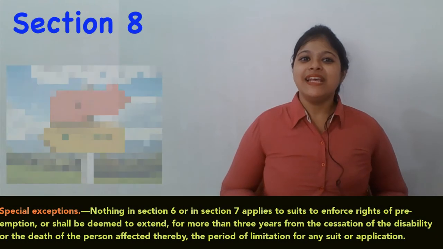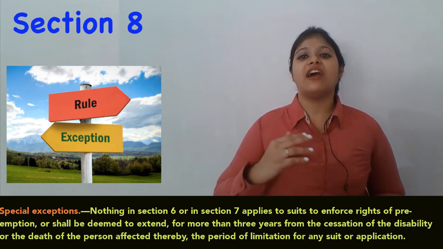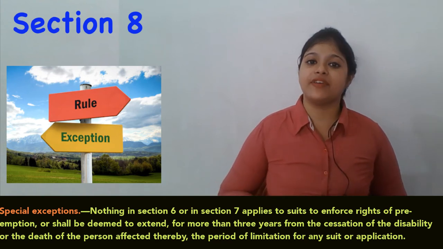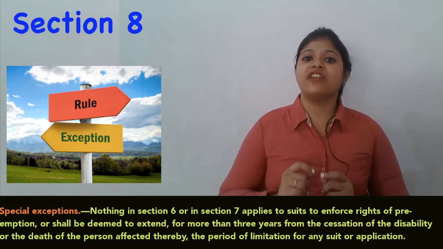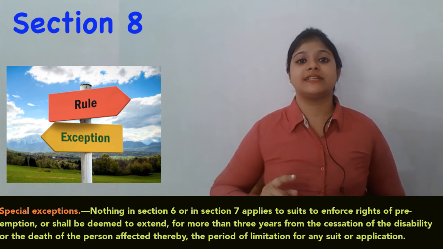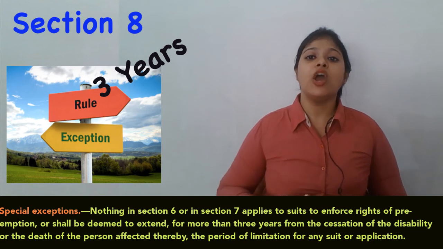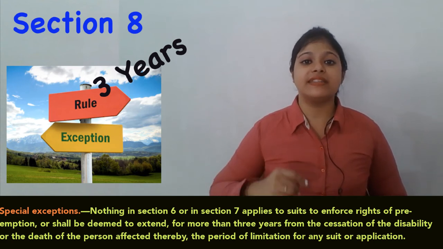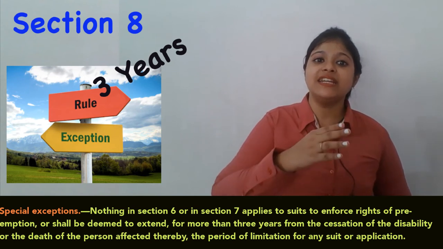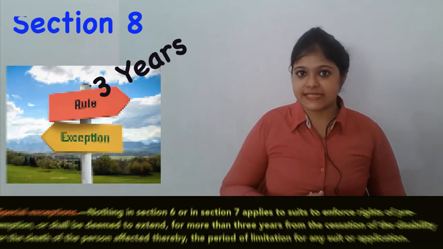Section 8. Section 8 simply states the limitation period after the disability has ceased or the death of the person affected. To enforce the right of redemption, the limitation period will not extend for more than 3 years from the cessation of the disability or the death of the person affected thereby, for any suit or application. So section 8 states the limitation period after the disability ceases.